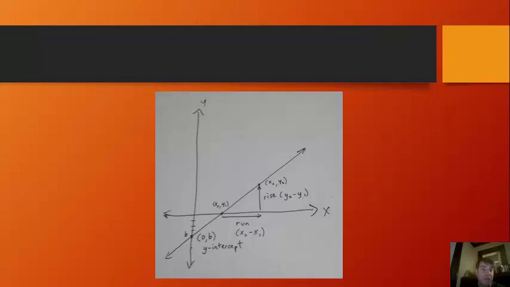And then just for free, I threw in a supposed y-intercept here. You can see where x equals 0, then b is going to be where the line crosses the y-axis. That's called the y-intercept. Well, I hope that diagram doesn't completely confuse you. Okay, so let's go on.